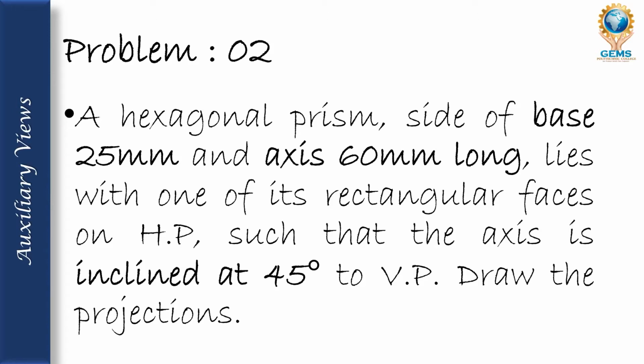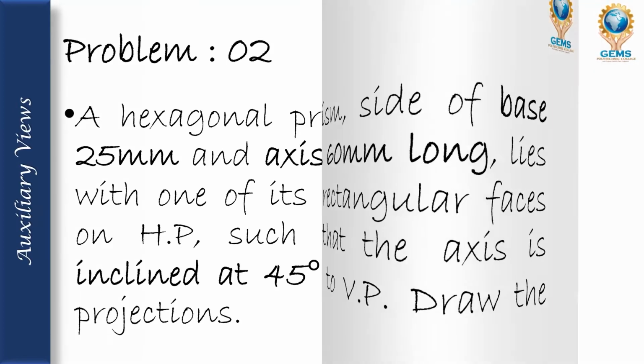Such that the axis is inclined at 45 degrees to VP. VP, as you already know, is the front view, so I have to draw 45 degrees from the front view. Draw the projections. In the previous video I told you, first of all, when you read the problem, write the given data first and then start to draw. That will be easy for you. Whenever you are drawing, you can look at the given data and draw the diagram easily. So now, the given data.